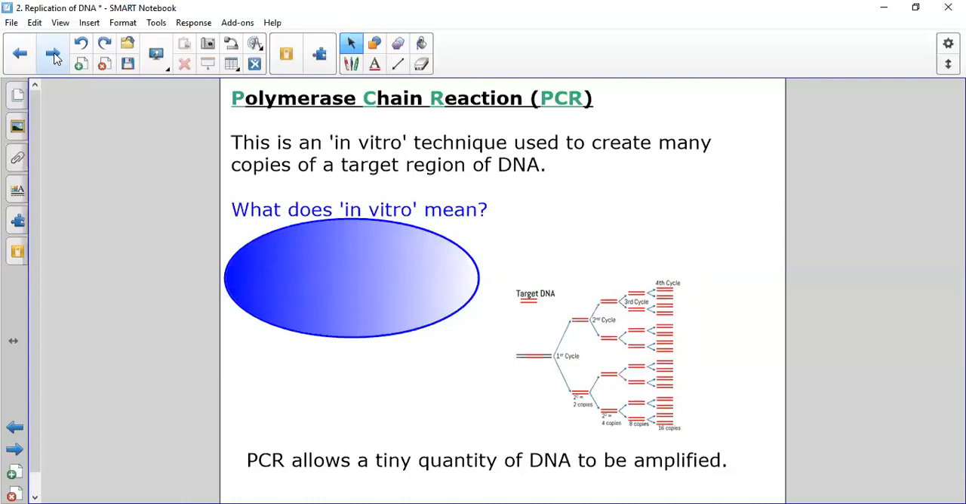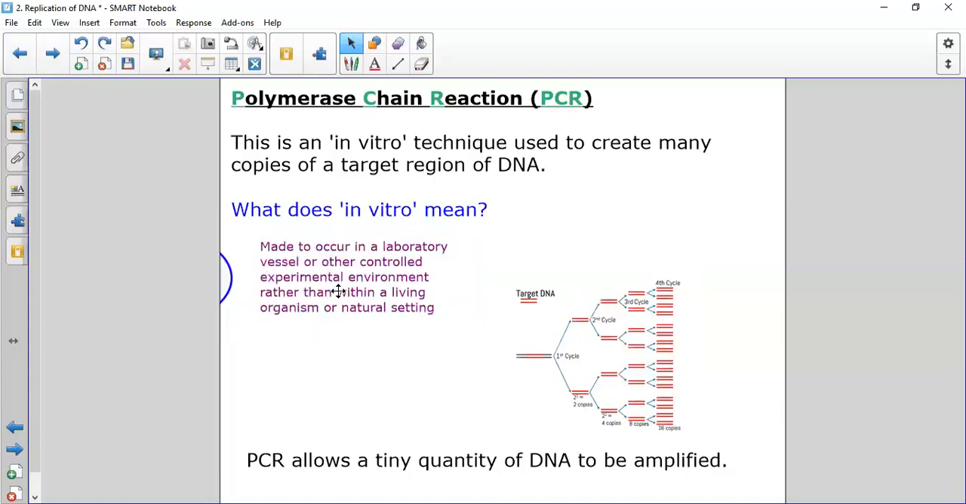And you're thinking, well, am I supposed to know what in vitro means? Perhaps you do. You might have heard of in vitro fertilization, or IVF, which you may or may not know is when the fertilization, so the sperm and the egg, are made to fuse, or nuclei are made to fuse in a laboratory outside the body, in a test tube, in a petri dish. So in vitro means made to occur in a laboratory vessel or other controlled experimental environment, rather than within a living organism or natural setting.